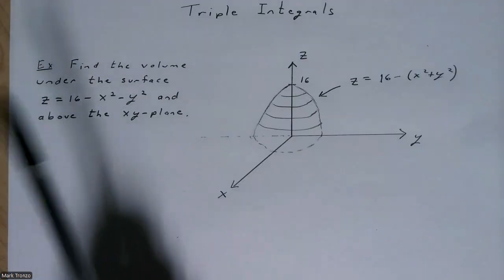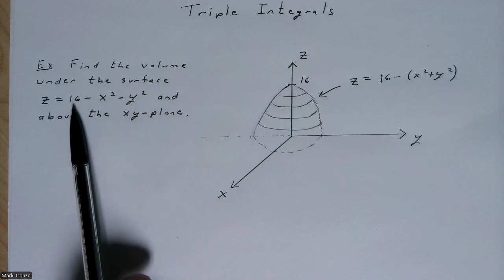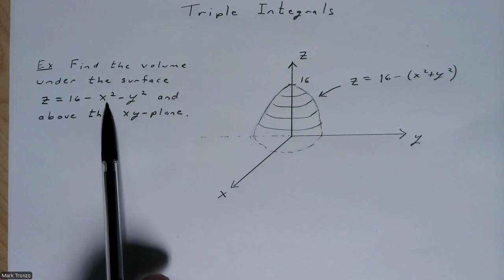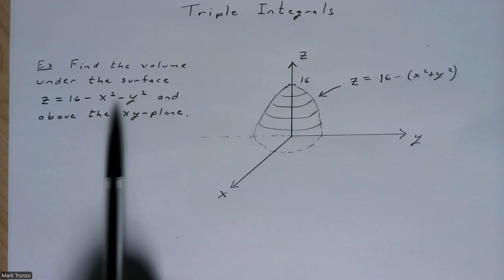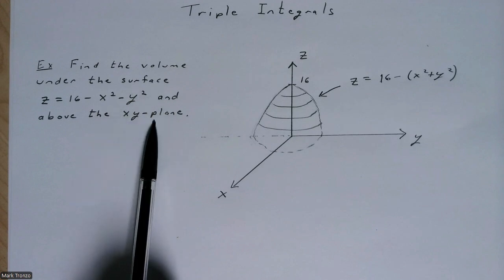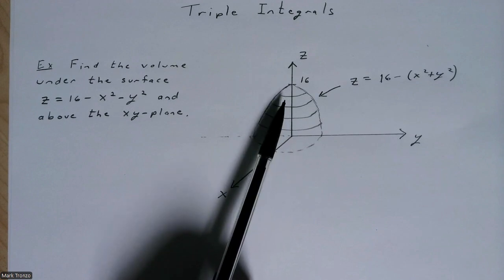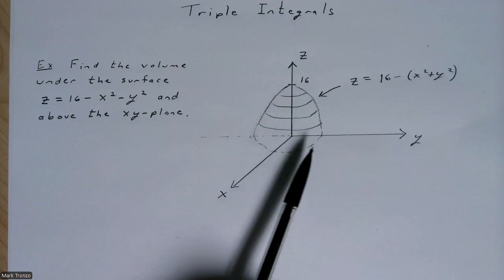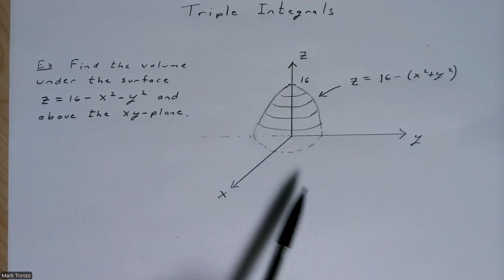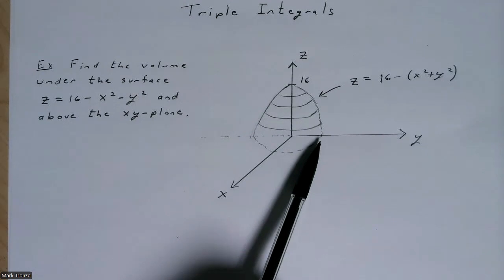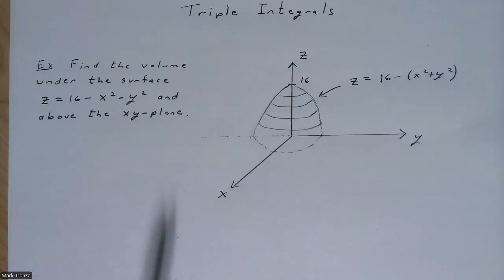And in this case, we want to find the volume under the surface z equals 16 minus x squared minus y squared and above the xy plane. So we want to find the volume in here. And what we're going to do is first integrate with respect to z and then x and y. So we're going to need to find out what the domain is in x and y.